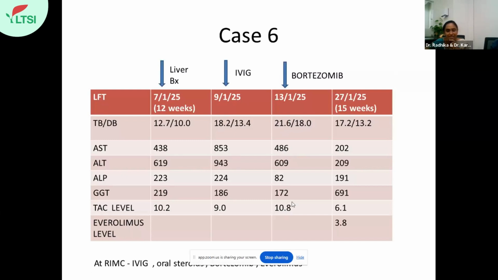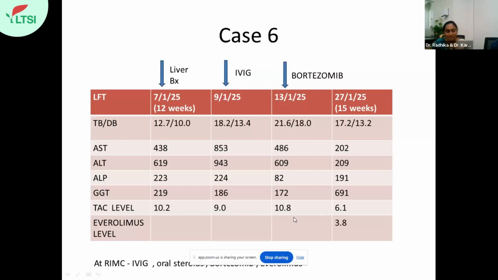At this juncture, we decided to go ahead with another molecule which has been used very well as an anti-neoplastic drug for multiple myeloma and CML, which is very specific for plasma cells. It is a proteasome inhibitor, which inhibits the proteasome that degrades proteins and causes cell death by apoptosis. So we went ahead with bortezomib, and 4 doses were given. Subsequently, 15 weeks post-transplant, her graft settled to total bilirubin of 17.2, with 13.2 post-bortezomib, but the enzyme levels came down to an AST of 202, and gamma GT was actually increasing even post-bortezomib.